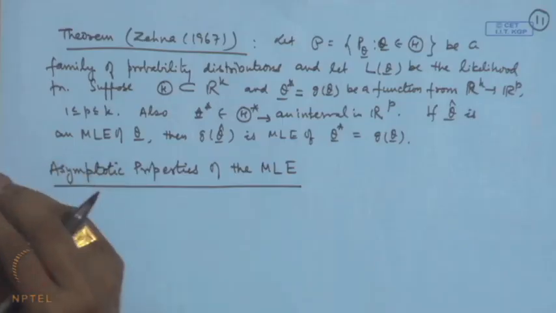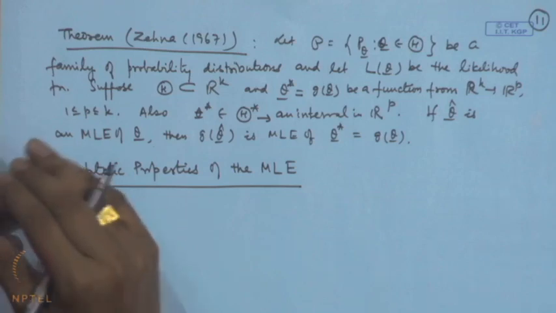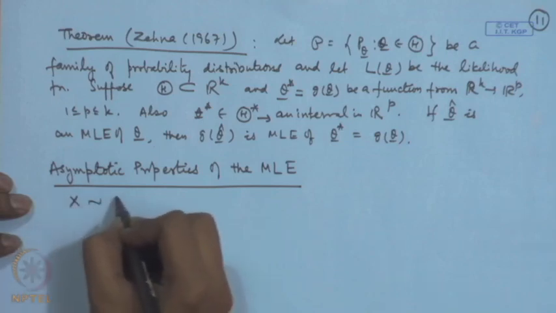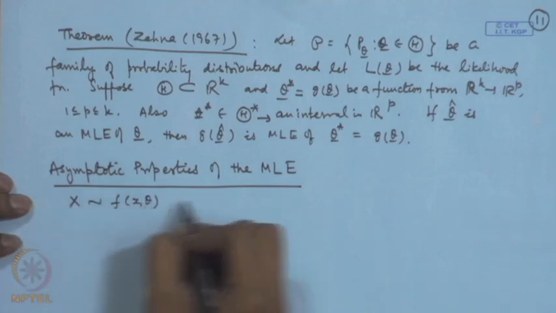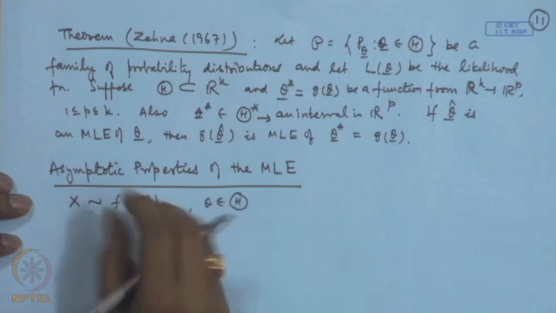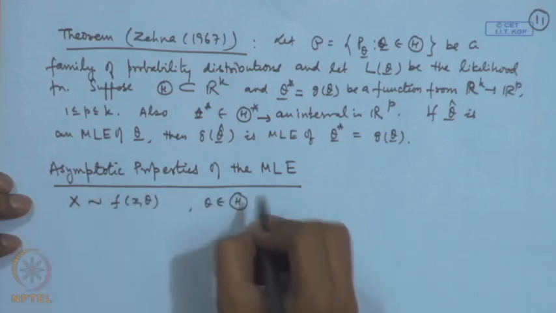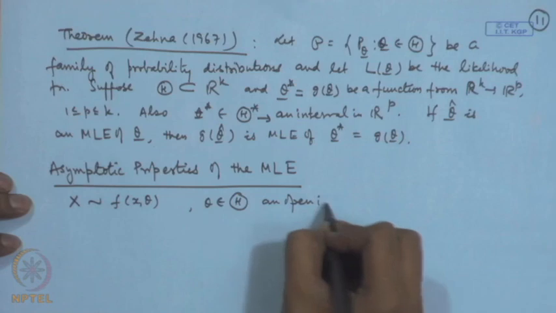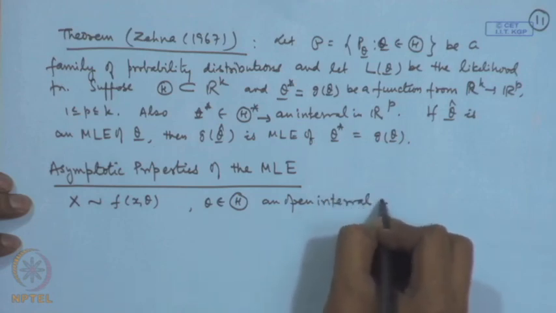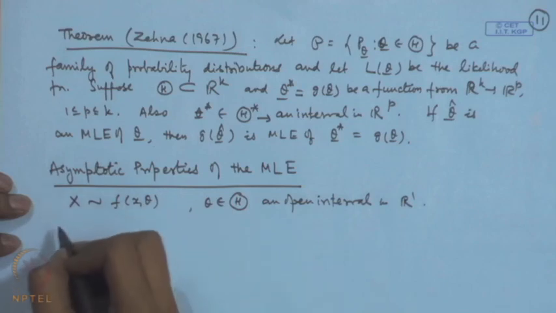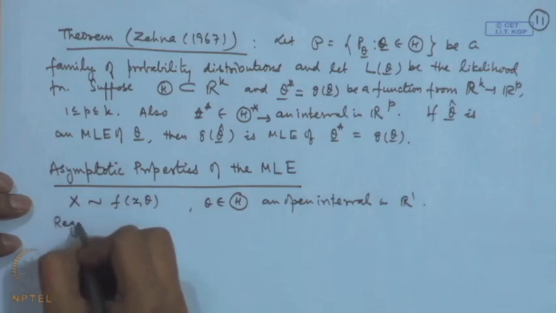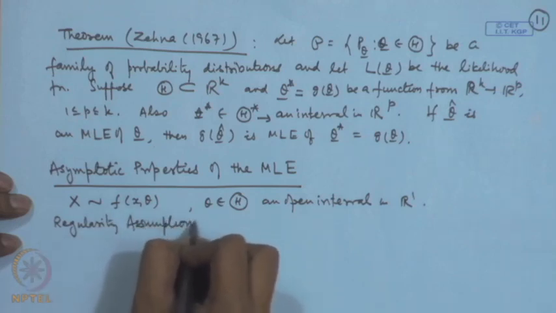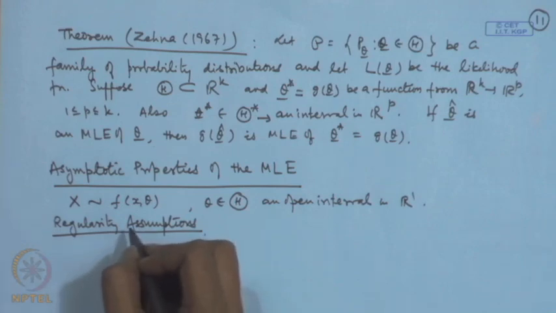So, in general we are considering a class of probability distributions. Now, they may have probability densities or probability mass functions. So, let me write that the density function or the mass function, this is a general notation I am using, f(x, theta), theta belongs to script Theta, this is an open interval in the real line. Then we have the following regularity assumptions.